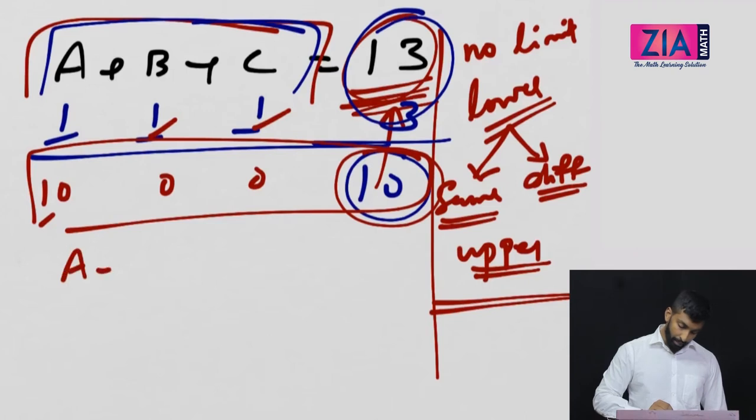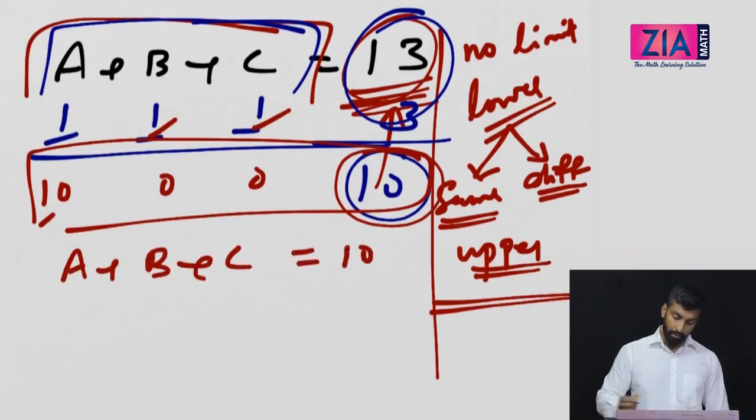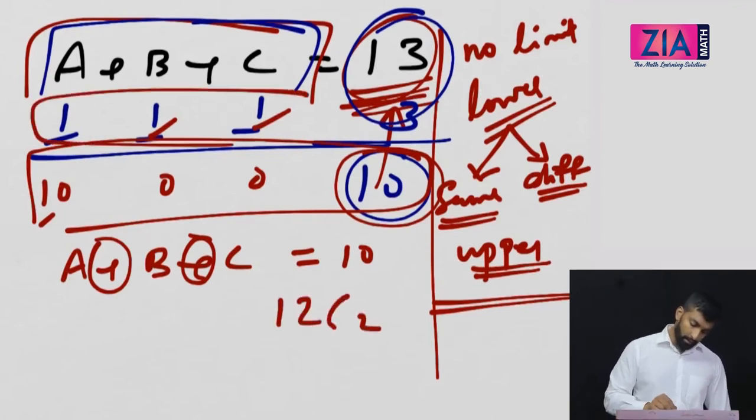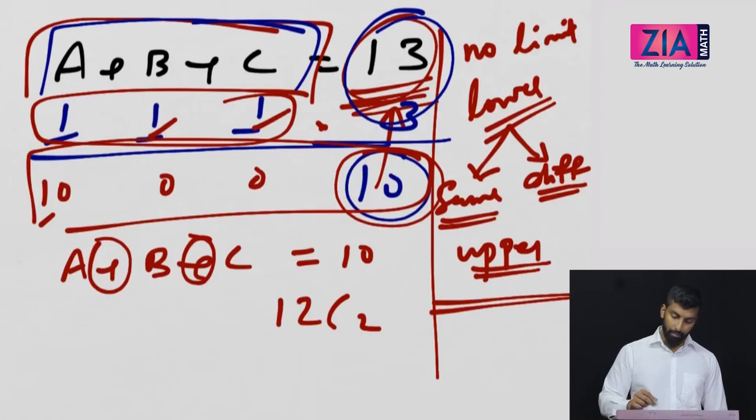So you have A plus B plus C is equal to 10. How many ways can you do it? How many pluses are required? 2 pluses. So you'll write it as 12C2. Now this you can do only in one way, so multiplication with 1 doesn't matter, right? So 12C2 is your answer.